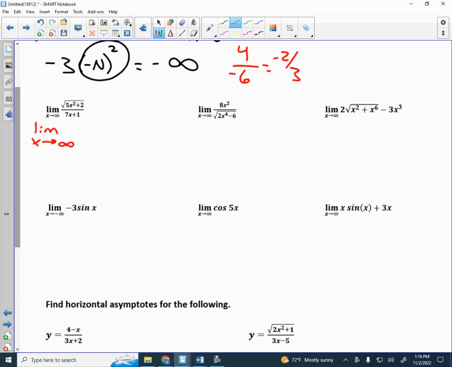What do you think you factor out of the top? An x squared. Everybody agree? So if I factor out an x squared, watch as I write this. I'm going to write x squared times 5 plus 2 over x squared. Okay? Now, what do you factor out of the bottom? X. And you're left with?